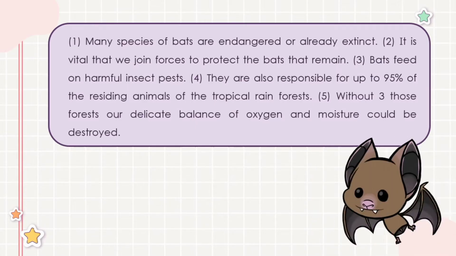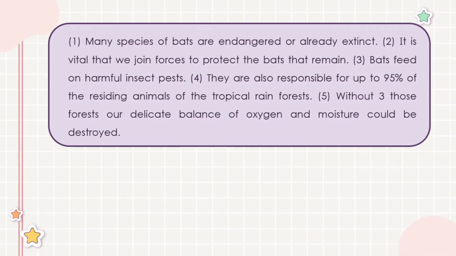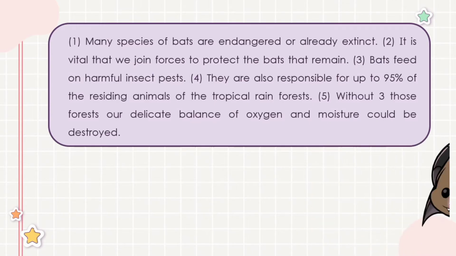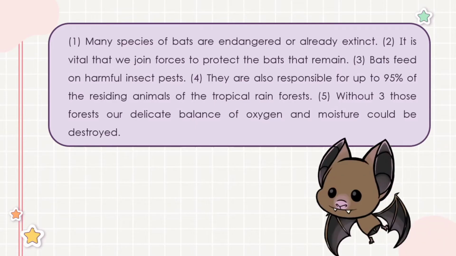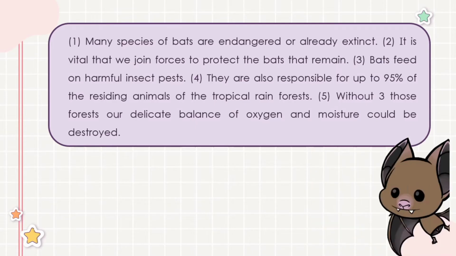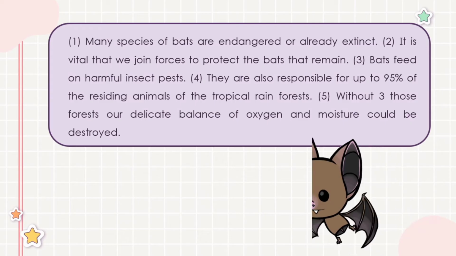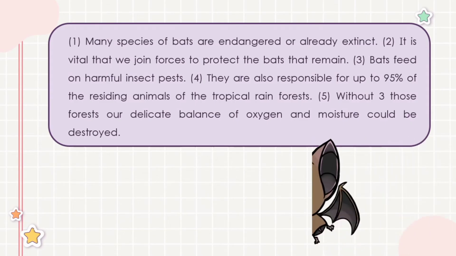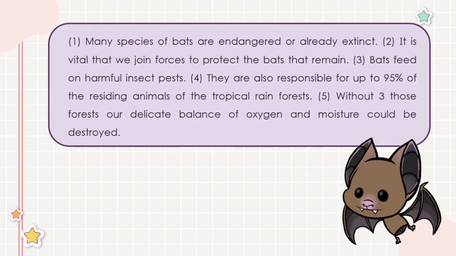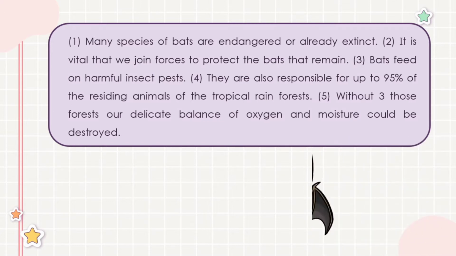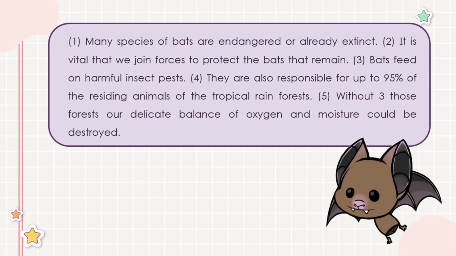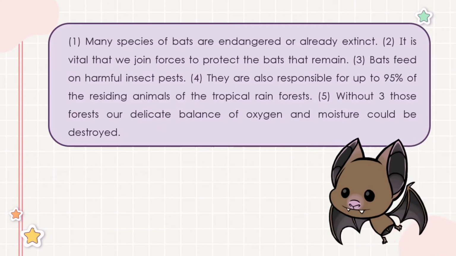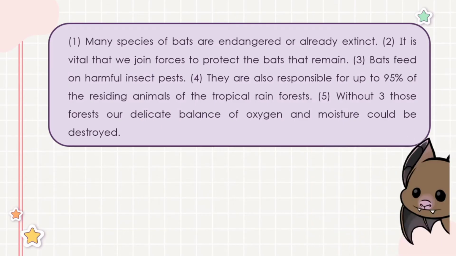Many species of bats are endangered or already extinct. It is vital that we join forces to protect the bats that remain. Bats feed on harmful insect pests. They are also responsible for up to 95% of the regrowth of the tropical rainforest. Without bats, the delicate balance of oxygen and moisture in those forests could be destroyed.